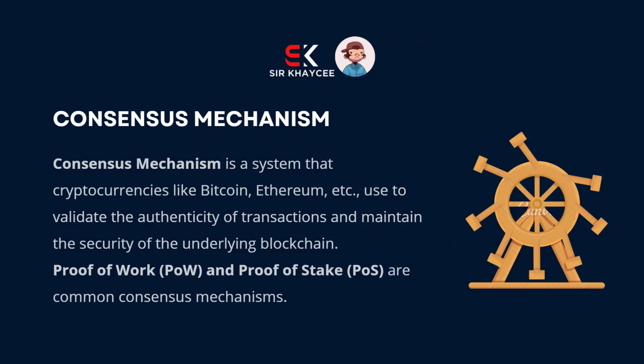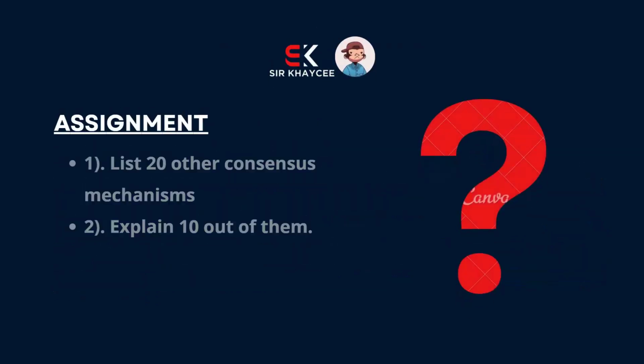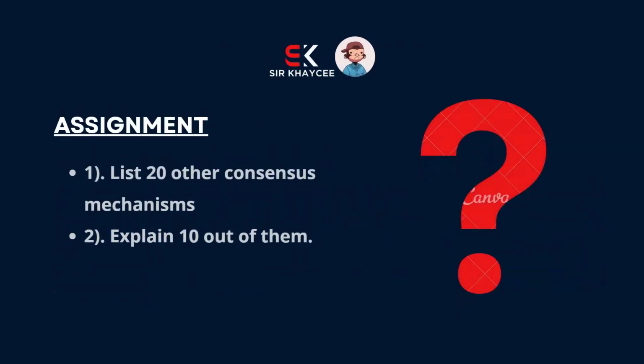Okay. So your assignment is what? List 20 other consensus mechanisms and explain 10 of them. Give examples, like I would always give you real life examples. Don't just give me a definition like consensus mechanism can be defined as, no, no, don't do that. From all my teaching so far, I've always given you examples. I just think of examples and then I give it to you. So do that for me as well. All right. And I'll be looking forward to seeing your assignment. It's not compulsory anyways. It's not compulsory.